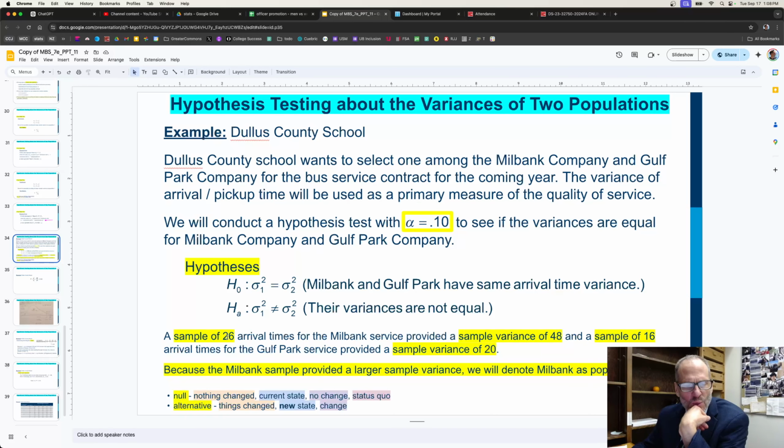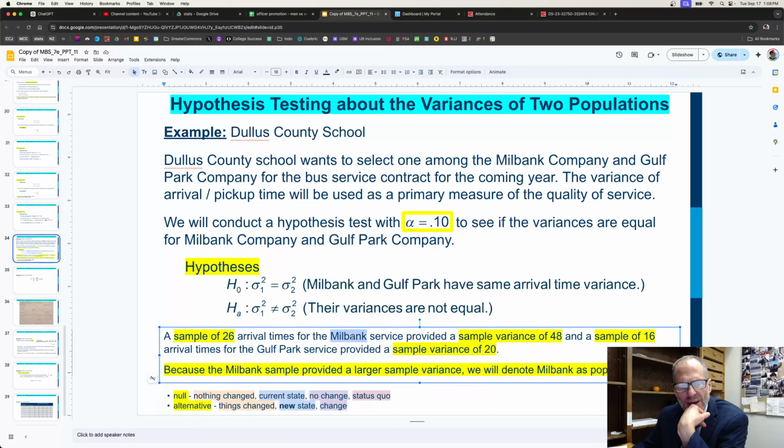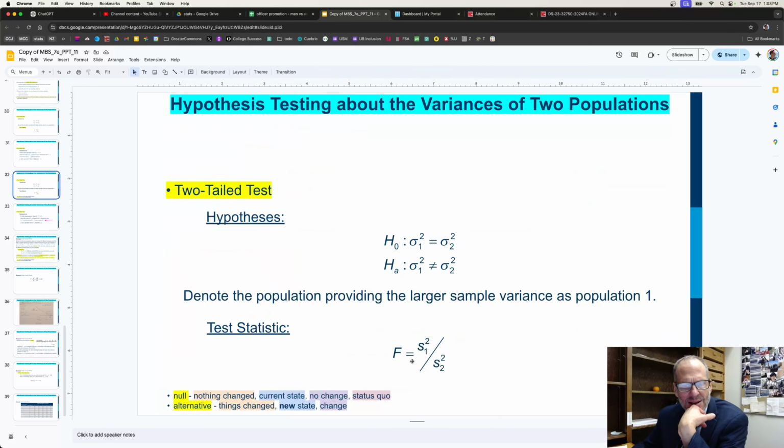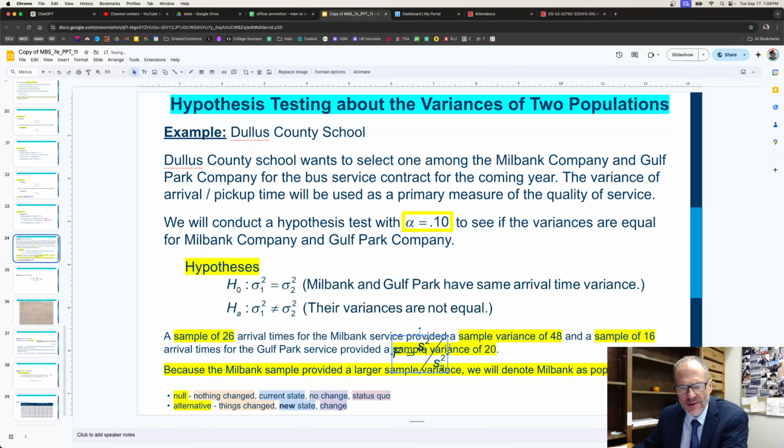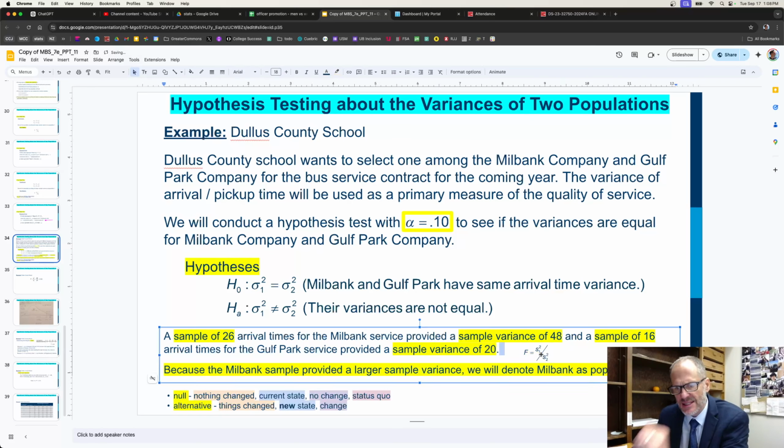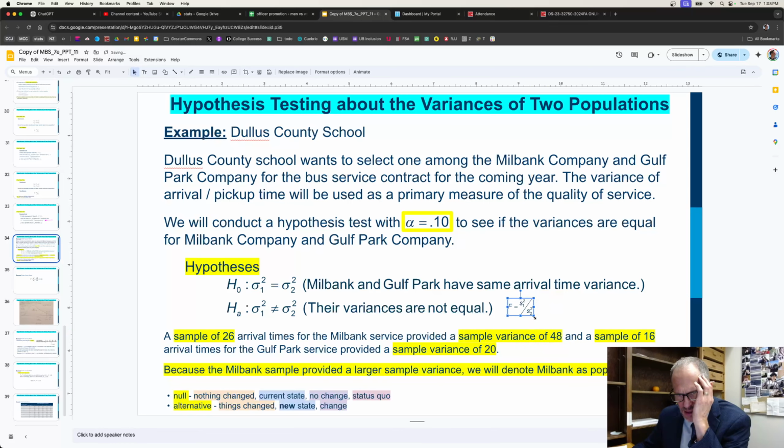So here we have a sample of 26 for Millbank, 26 arrival times for Millbank with a sample variance of 48. And then we have a sample size of 16 from Gulf Park with a variance of 20. So when you put together this test statistic right here, and I'll just copy this and put it over here and add it right over here, and maybe I'll make it a little smaller. And there we go.